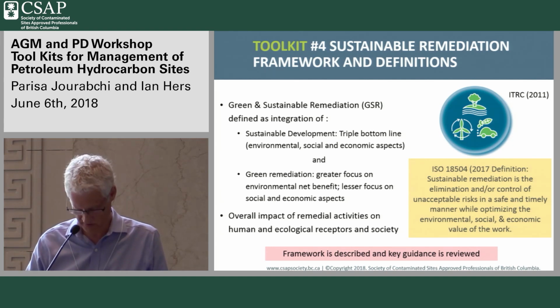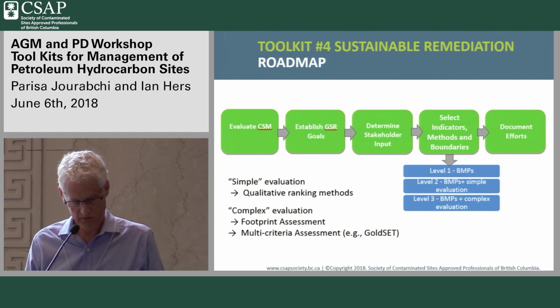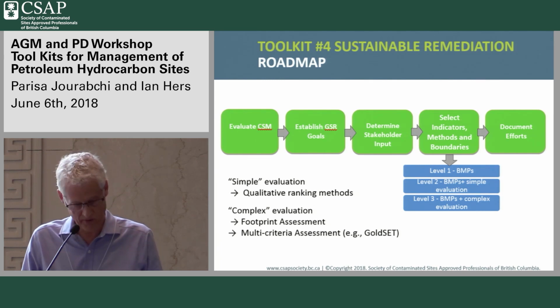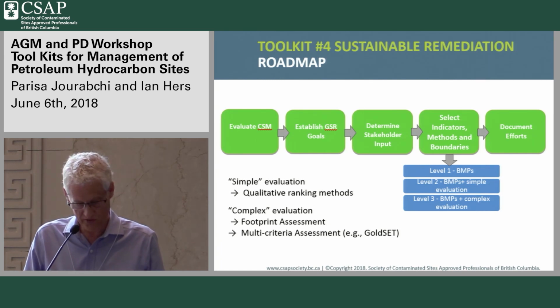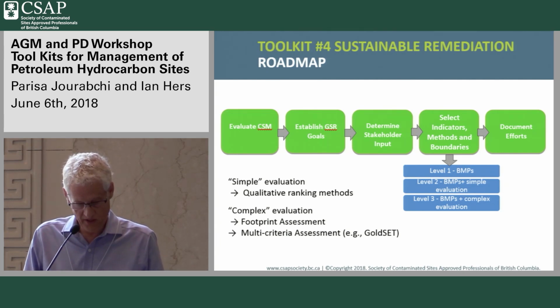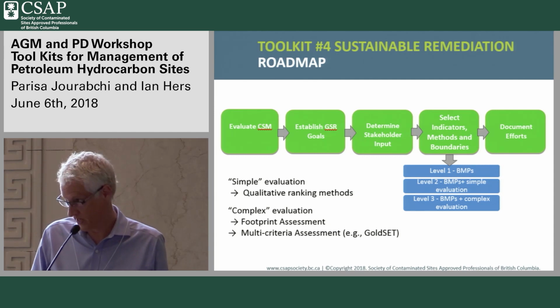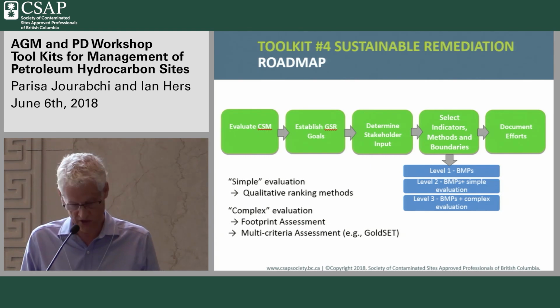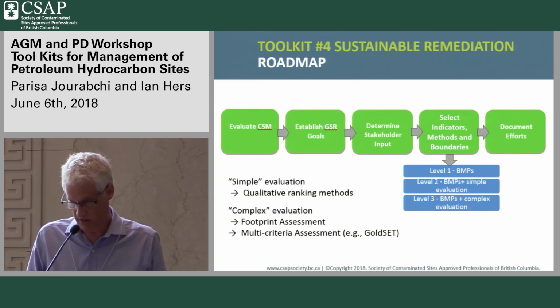So we describe the framework and we review the key guidance. We've developed a roadmap that is a 5-step process. Your CSM, you develop your goals, input from stakeholders, and then the fourth is a really important one. You select indicators, methods, and boundaries. And there are a number of ways to do that. Best management practices is level 1. Those can also be referred to as sustainable management practices, and so we have examples for a number of technologies of how you can do this, and of course references to guidance. There's ASTM guidance and UK guidance with lots of practical ideas that this toolkit will have.